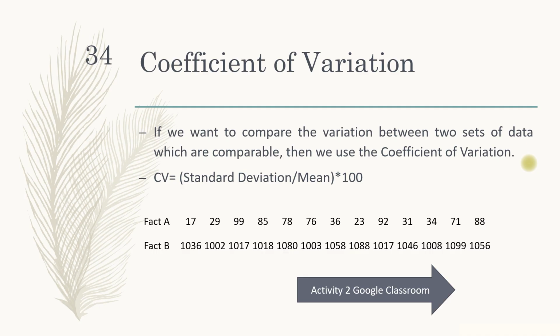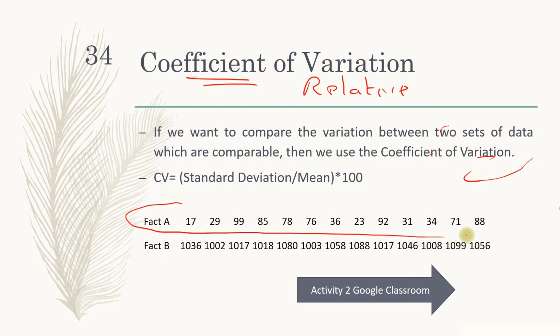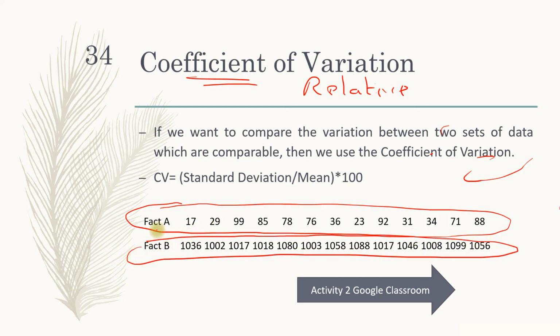And we'll finish with the coefficient of variation. The coefficient of variation is a very important concept because it is a measure of relative dispersion. Relative dispersion means you are making a comparison. If you look at two factories producing a certain number of shirts every month, let's suppose, one is a big factory, one is a small factory.